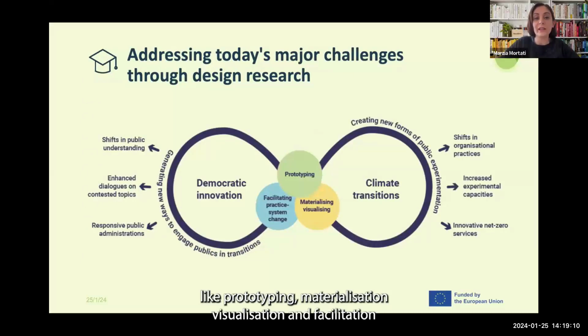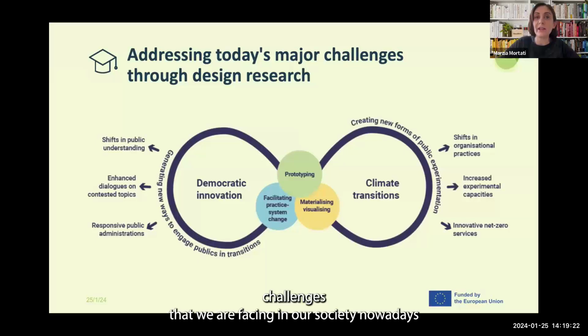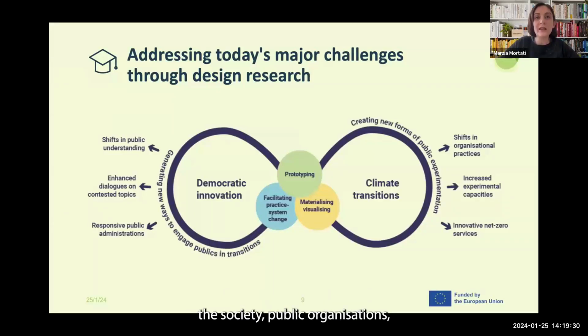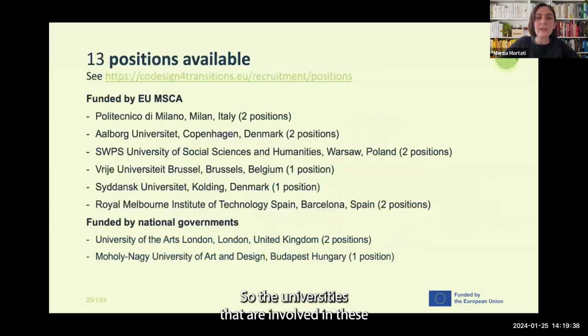So we are proposing to do this exactly with design research and look into methods like prototyping, materialization, visualization, and facilitation, to really understand how we can practically facilitate the development of answers for some of the most important challenges that we are facing in our society nowadays, really helping through practice and helping normal people, citizens, the society, public organizations, and private organizations work better together.